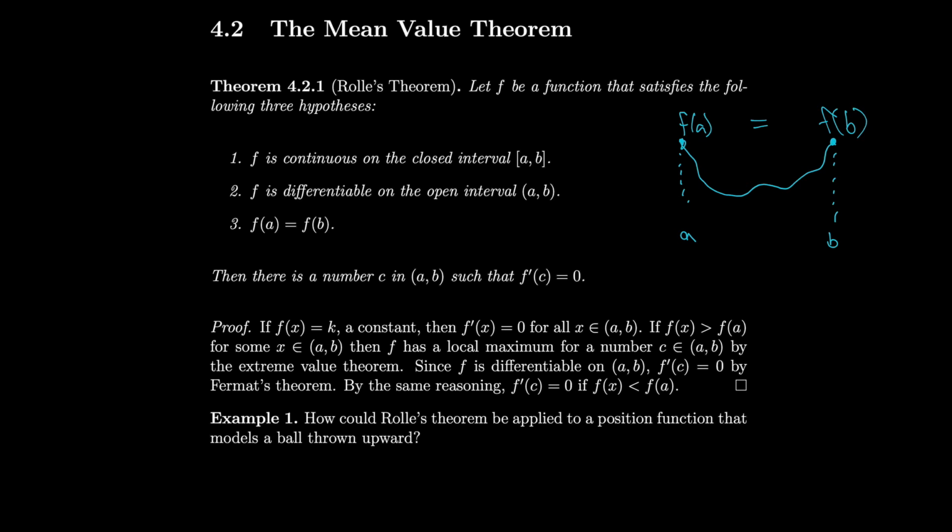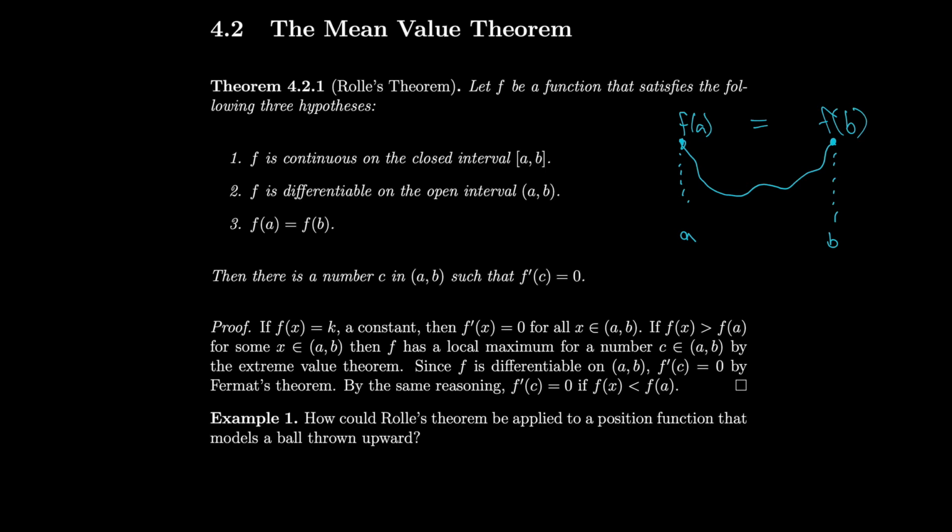Okay, so to prove this, we break it down into a number of cases. First, if the function happens to be a constant, so if it happens to equal k for some constant, then the derivative is 0 at every single point in there because the derivative of a constant is 0.